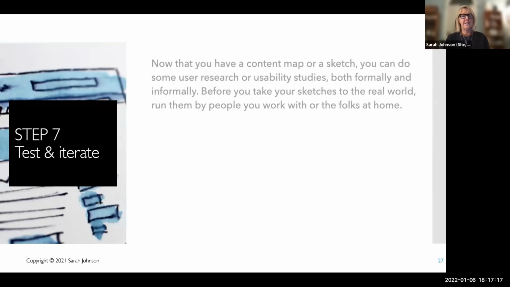And then it gets fun testing and iterating. So now that you have a sketch, you can do some user research or usability studies. And you can do those both formally and informally, like before, with the research using personas, or do you use Joe and the next team over? So before you take your sketches to the real world, you want to run them by people you work with or folks at home, or do real user research where you write a script and bring in actual users and test your initial sketches with the idea that it is a prototype.